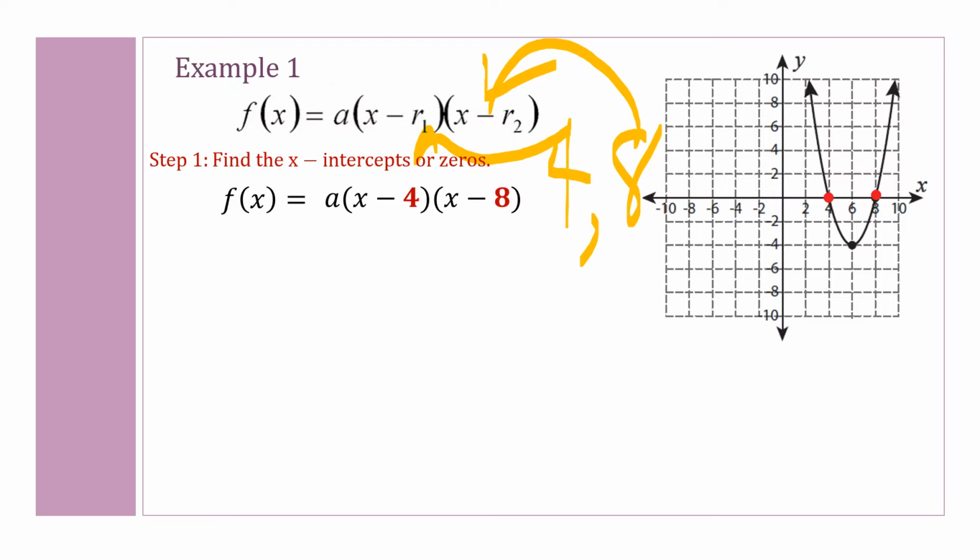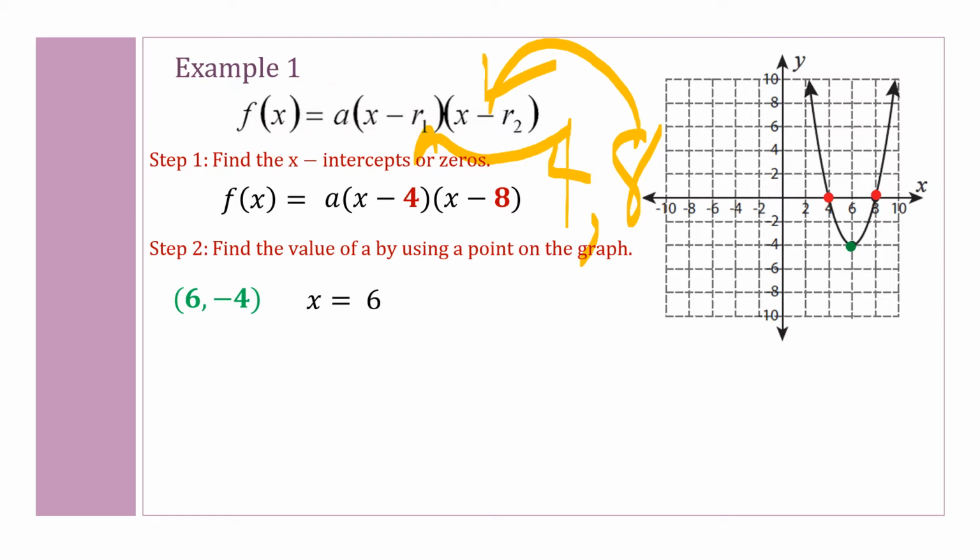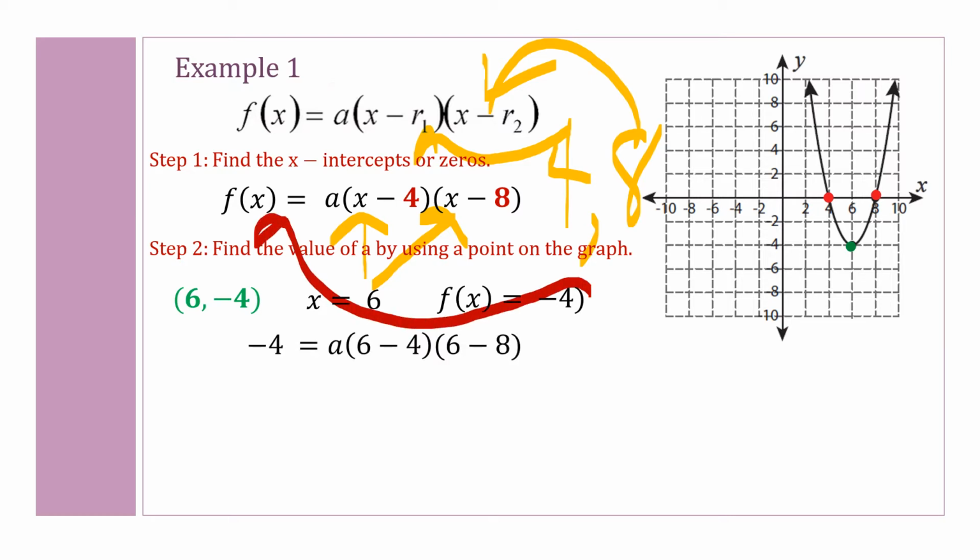Now what we need to do is find a. And we're going to find a by using a point on the graph. The point on the graph that is noted is (6, -4). So we're going to take 6, which is x, and replace it where we see the x in the form. And then f of x, which is my y, I'm going to put back in the place of f of x in the form. And we end up with -4 equals a times the quantity of 6 minus 4 times the quantity of 6 minus 8. So now we need to find the numbers that represent 6 minus 4, which is 2, and 6 minus 8, which is -2.